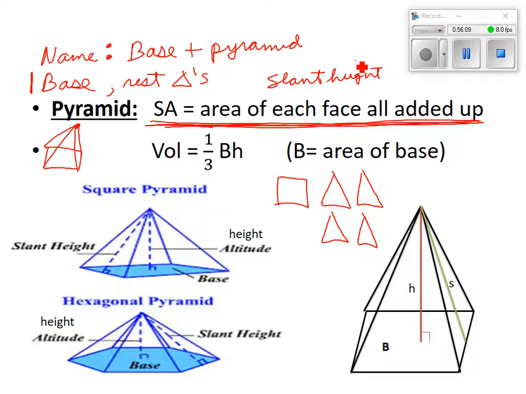For volume, all you do is 1/3 times big B times H. What's big B stand for again? Area of the base. Which one's the base on mine that I have in my hand? The square. So we find the area of the square, times it by the height. Maybe a better way to write this, instead of 1/3 times big B times H, we could change it to big B times H divided by 3. So that might be an easier way.